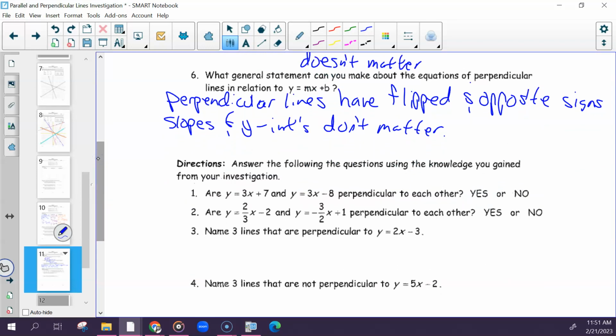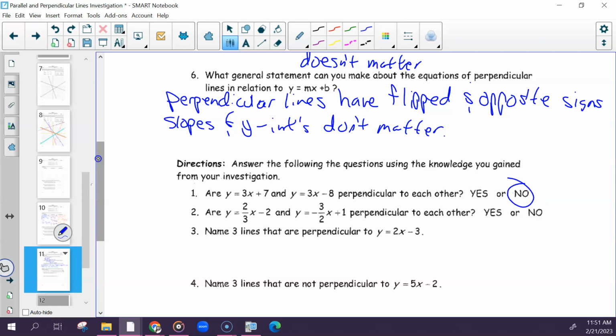So are these first two perpendicular or not? Dakota, you said no. Why not? Because the slopes are the same. Okay, so these would be what instead? One would be negative if we were making it perpendicular. What are these as is? Parallel. Parallel, yeah. So these are not perpendicular.